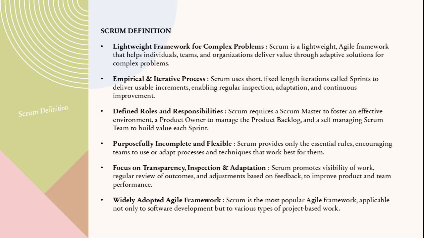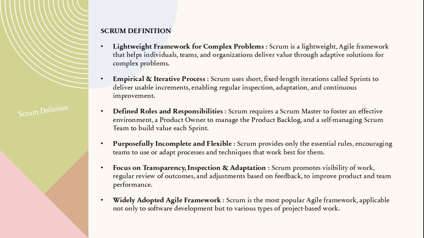Scrum defines clear roles: the Scrum Master, Coach and Impediment Remover, the Product Owner, Vision Keeper and Backlog Manager, and the Scrum Team, self-managing builders. The framework is purposefully incomplete and flexible, providing structure while allowing teams to adapt methods that fit them best. At its core, Scrum relies on transparency, inspection, and adaptation, ensuring visibility, feedback, and continuous improvement in both the product and teamwork.